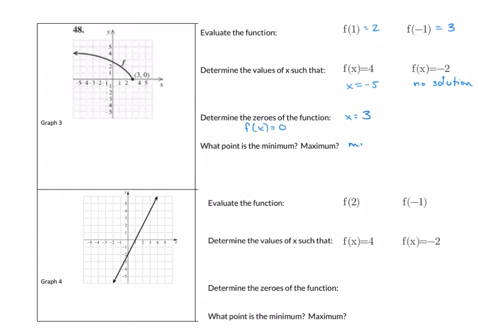Minimum. Our lowest point on this graph is at 3, 0. And what about maximum? This graph goes forever up, and so it has no maximum.